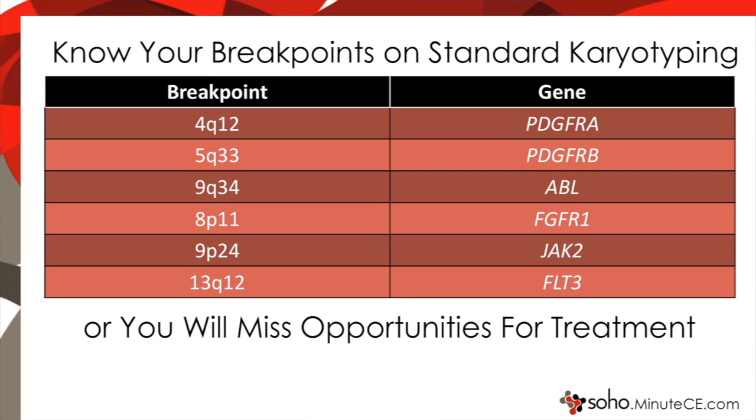I think one of the most important things that the practitioner should know about is knowing your breakpoints on standard karyotyping. In this slide, we have the breakpoints for PDGFR alpha, PDGFR beta, ABL, FGFR1, JAK2, and FLT3. Why is this important? These provide opportunities for targeted therapy, and also there are differences in the prognosis of patients. So it's very important in addressing the workup of patients and also potential treatment options.